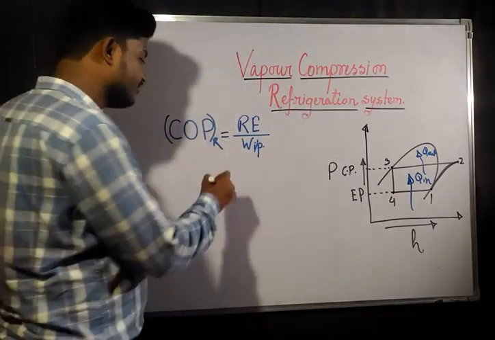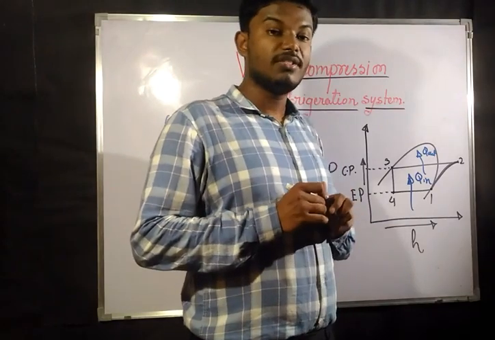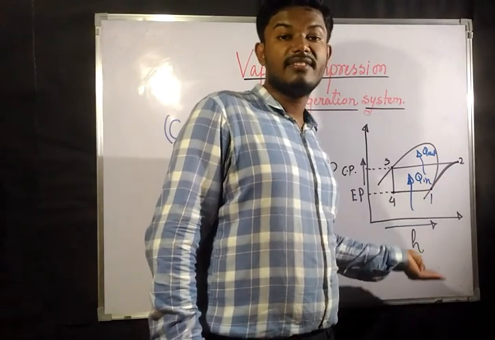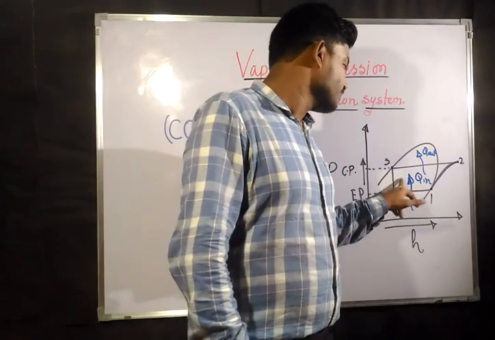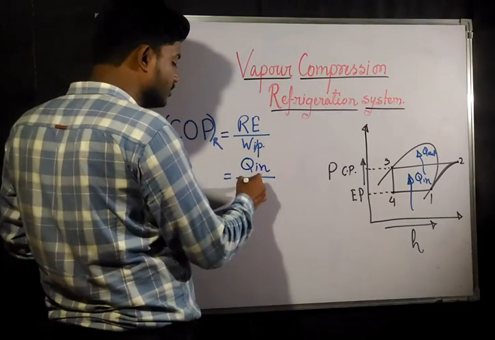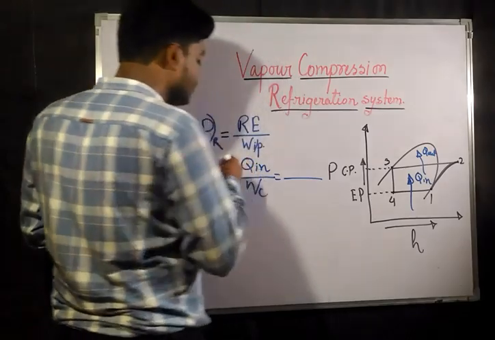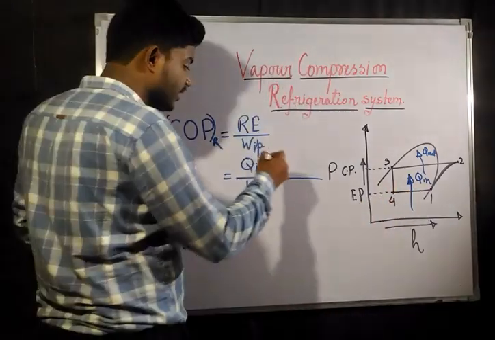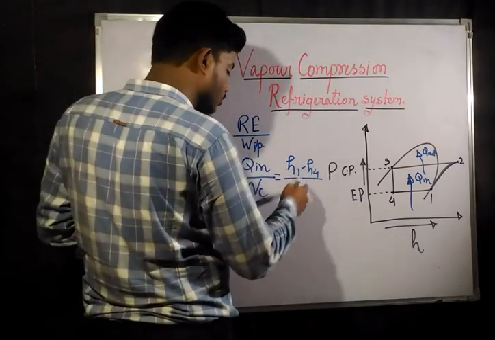So what is going to be the refrigeration effect from this analysis? Refrigeration effect is nothing but this Q in. Q in means the amount of heat that is being taken out from the space so that we can maintain the temperature. And what is going to be the W input? W input is nothing but the work done by the compressor. Q in is nothing but H1 minus H4, which gives you your Q input, or refrigeration effect.